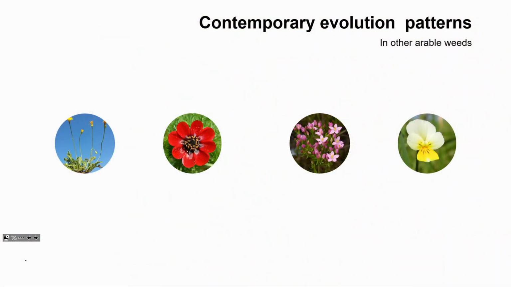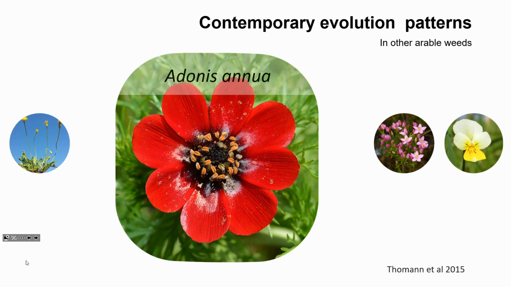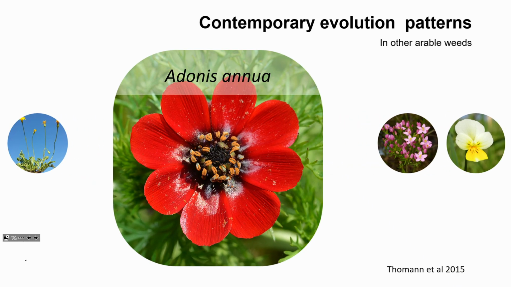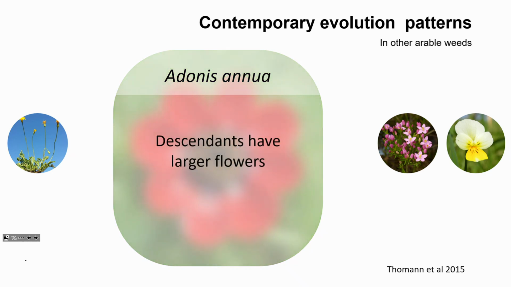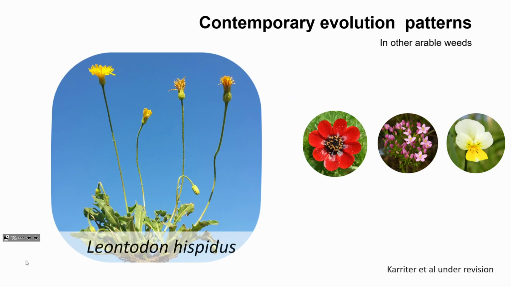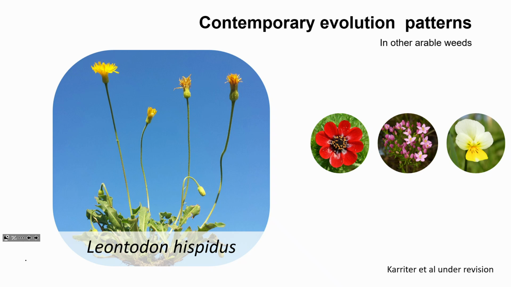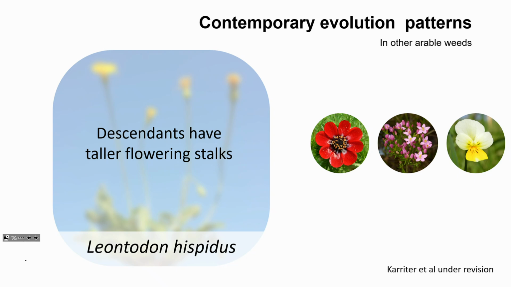So how do these results compare with other studies of contemporary evolution, whether it is through resurrection ecology or experimental evolution? In Adonis annua, this is again an annual bumblebee pollinated species, and resurrection studies showed that the descendants have overall larger flowers, so they have evolved to maintain pollinator interactions. In Leontodon hispidus, a perennial Asteraceae plant, the descendants have evolved to have taller flowering stalks, making the flowers more visible, like waving from afar to the pollinators, again compatible with increased attractivity, maintaining the interactions with the pollinators.